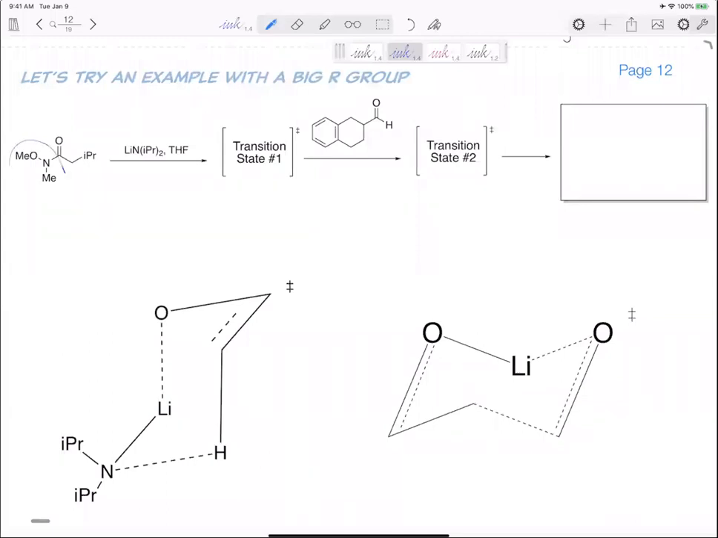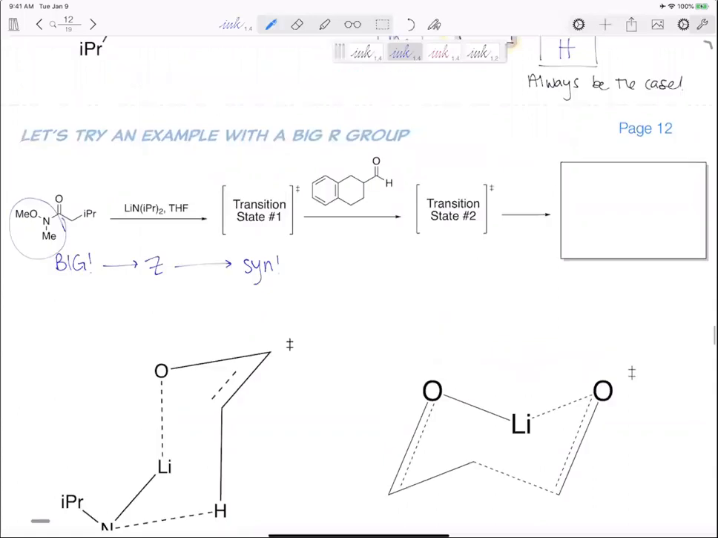Okay, so what we have here, of course, is a big group, right? Let's ask ourselves what kind of enolate are we going to form first? E or Z? Z, good. So we are going to form a Z enolate, and what's our final product going to look like? Syn or anti? Syn, good. So this is what we need to work towards here. This is the big picture. Let's go into the molecular level to find out what's going on.